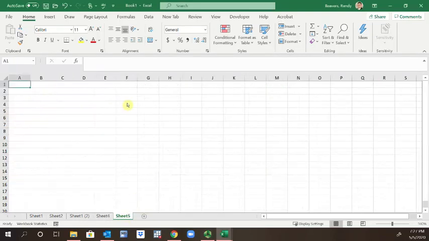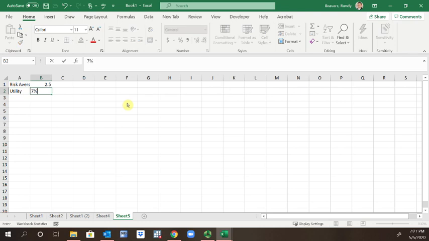Okay, so let's suppose we have the following situation. We have risk aversion at a level of 2.5. Utility is going to be 7%, 8%, 9%, and then we're going to have another number over here to the side we'll deal with in a minute, of 0.0944.